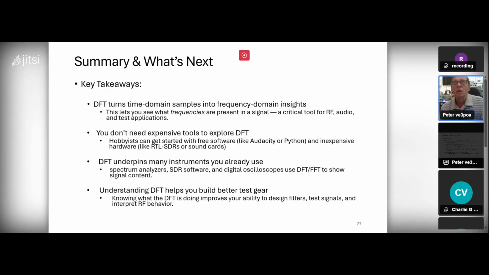Okay, in summary, discrete Fourier transform turns time domain samples into your frequency domain insights, and you don't need expensive tools. It already underpins many instruments we already use, and understanding it can help us build better gear.